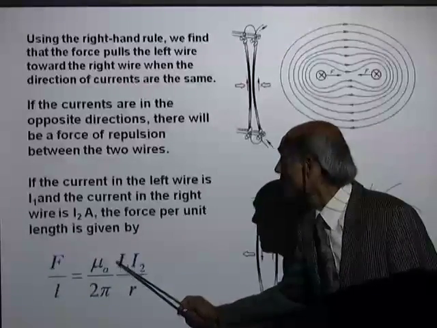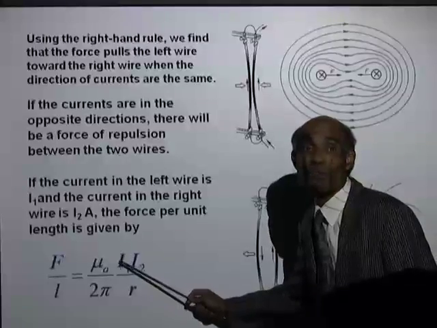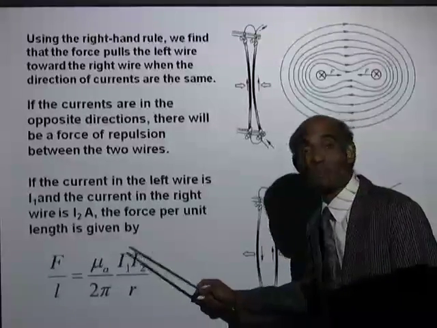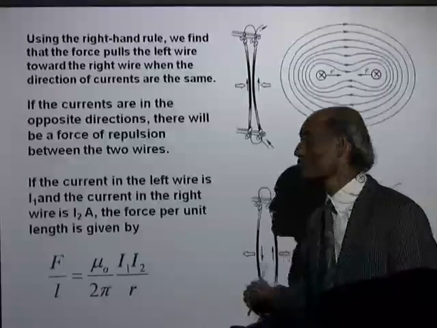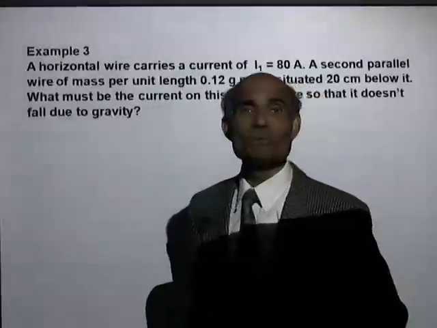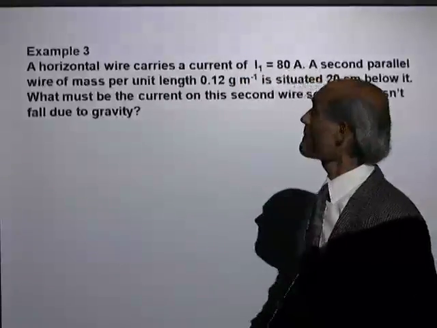If the currents are the same, both will be I, and we have I squared there. But if the currents are different, then this will be the equation. Alright, let's do a different problem.